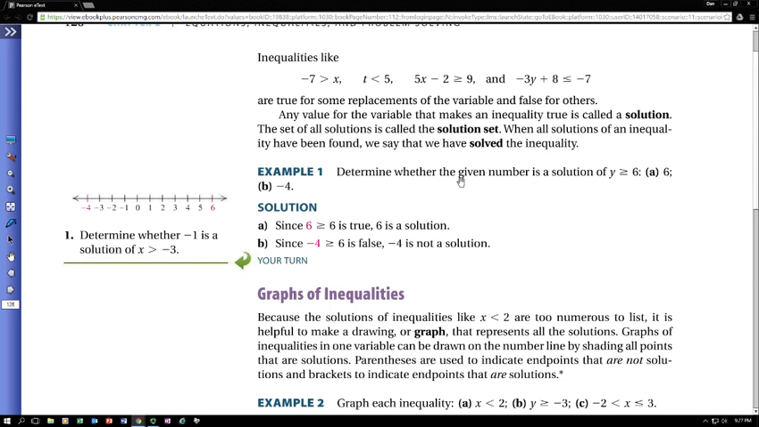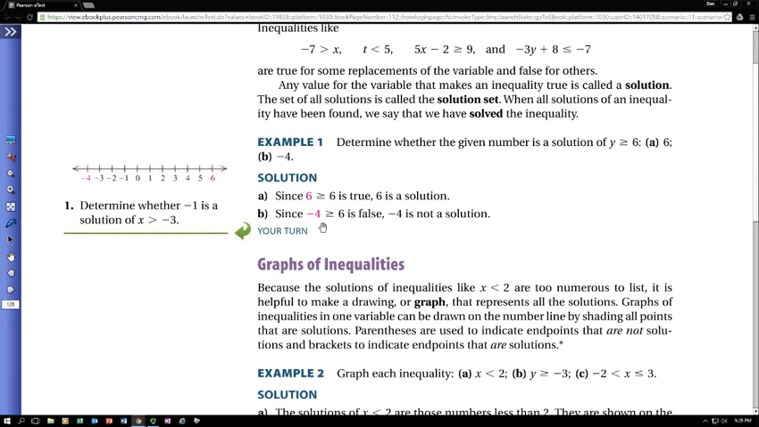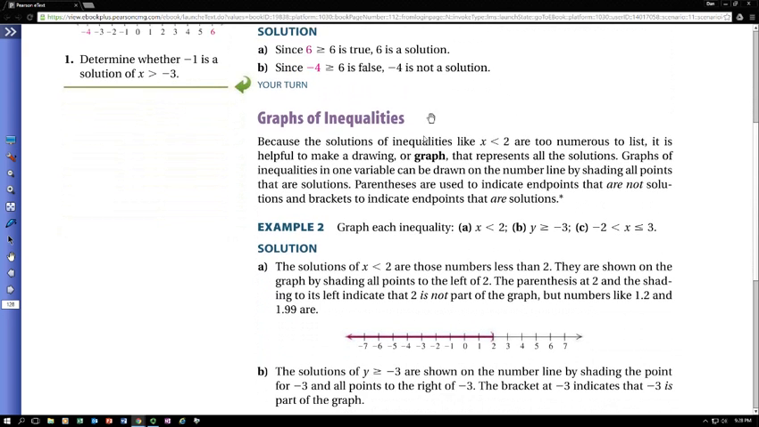So they start out, check, see if this truly is a solution. Determine whether the given number is a solution of y is greater than 6. Well, try 6. It should have said y is greater than or equal to 6, right? Well, I put 6 in there. Does it work? Yeah, it's true. It makes it true because it fits that condition of equal. If I put negative 4 in there, that is not a solution, so that makes it false.